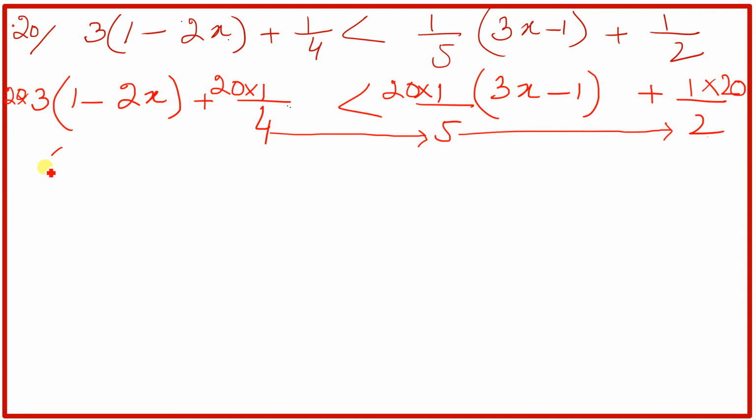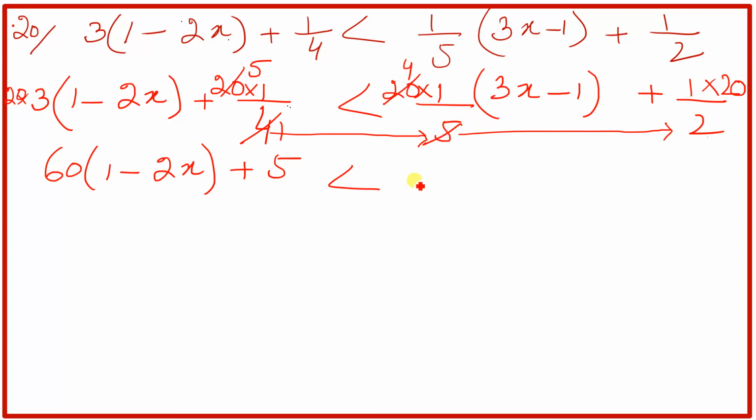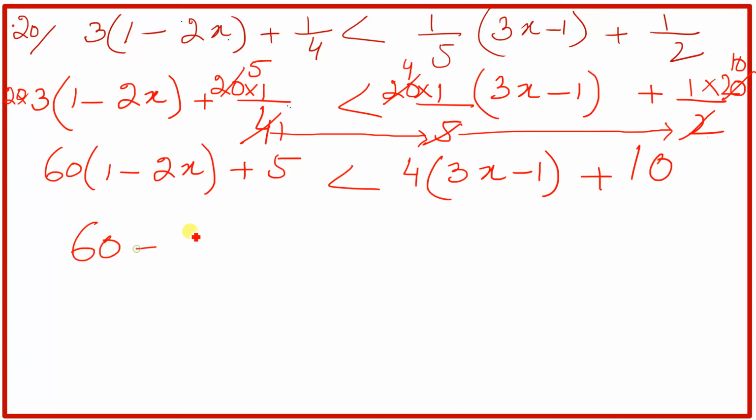So 3 times 60 into 1 minus 2x. 4 1 time 4, 4 5 times 20, it will be positive 5. 5 1 time 5, 4 times 20, so 4 into 3x minus 1 plus 2 1 time 2, 10 times 20. Now we will open this parenthesis. 60 minus 120x plus 5 is less than 12x minus 4 plus 10.